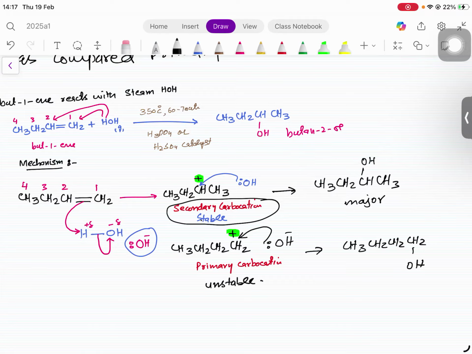I hope you got it now. Now you got it? Yes. So for unsymmetrical alkenes, whenever they are added with HOH or HBr, there are two types of products and this is how their variations occur. Okay, is it clear now?